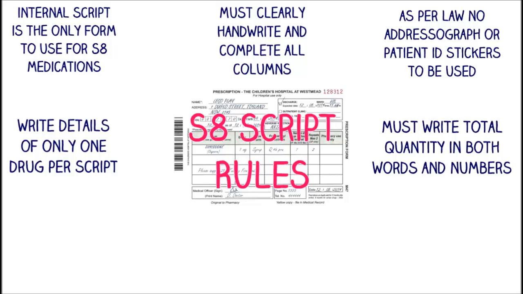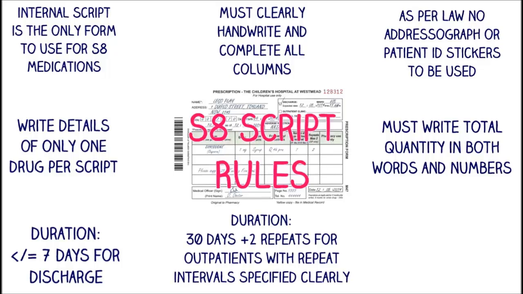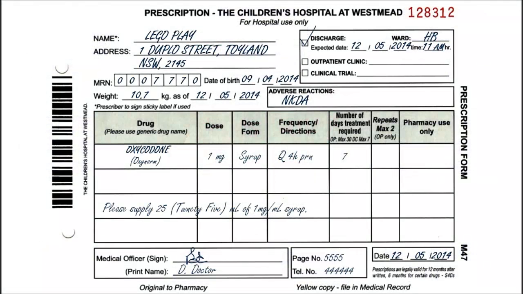words and numbers. The duration for a discharge script is less than or equal to 7 days, whereas the duration for an outpatient script is 30 days and maximum 2 repeats, with the repeat intervals specified clearly. You must sign, print your name and date the script, because without it, the script is invalid. This is what a completed S8 script looks like. Remember to write the total quantity in both words and numbers.